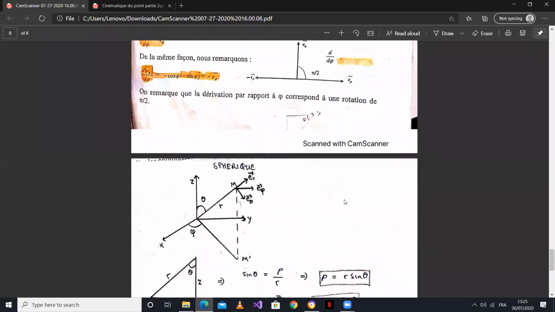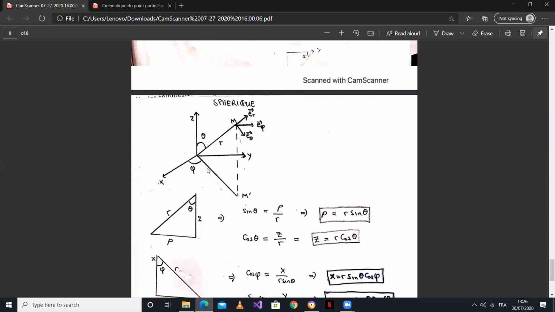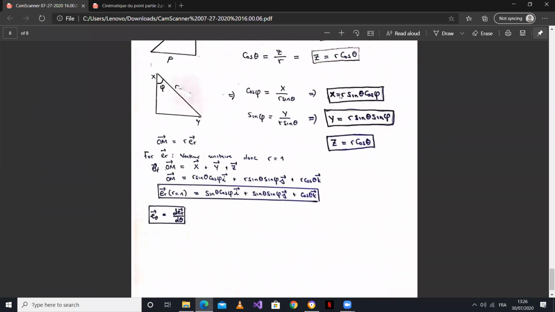Now, since we are moving in the Cartesian plane, we need to express it in terms of x, y, and z. So from O to M in the Cartesian plane, we'll move x, y, and then z. So for us to move from 0 to r on this line, we'll move x, y, and then go up z, and we reach r. X, y, and then z, like we did in the Cartesian plane. And we have our expressions for x, for y, and for z.